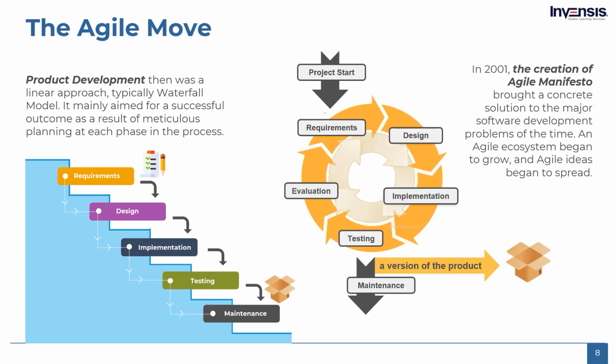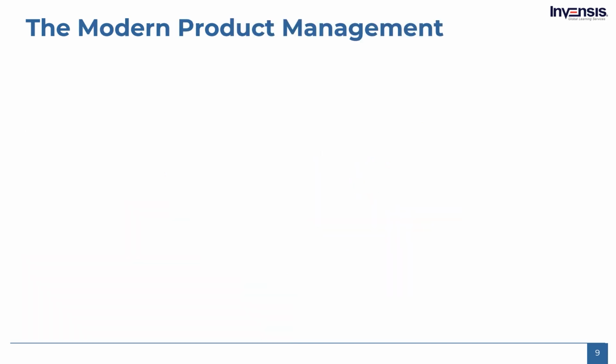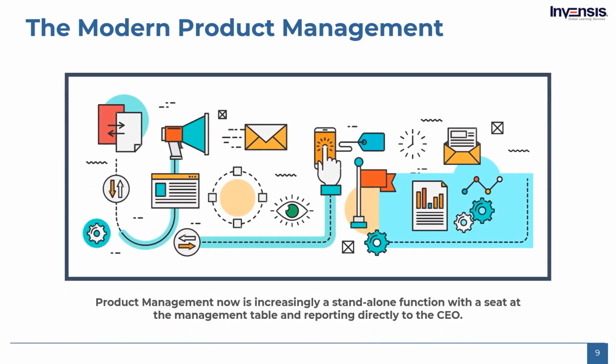Before this could tire out the product developer, Agile's manifesto came into the picture. The Agile Manifesto not only freed up software engineers from tedious processes, but it also freed up product management from focusing on deliverables like specs to focusing on customer collaboration. Over time, product management has matured, and these days it is increasingly a standalone function with a seat at the management table and reporting directly to the CEO.